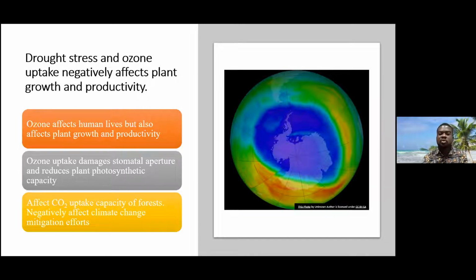But as the plants open, they also take in pollutants such as ozone. And ozone, once it gets into the stomata, causes damage to the stomata aperture and reduces photosynthetic capacity. This has an impact on the ability of the plants to photosynthesize and therefore take carbon out of the atmosphere, which has impacts on carbon sequestration capacity and therefore negatively affects climate change mitigation efforts.